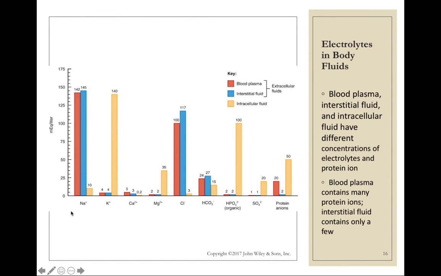So you'll see here different concentrations of different ions in different compartments in the body. You'll see the different ions listed down here with sodium, potassium, calcium, magnesium, chloride, bicarbonate, phosphate, and protein anions. We're seeing these different ions shown here on the x-axis. On the y-axis, we can see their concentrations and how they normally exist in our body fluid compartments. You'll see that the yellow bar indicates the intracellular fluid, and the other two are the extracellular fluids. The blood plasma is shown in red, and the interstitial fluid is shown in blue.